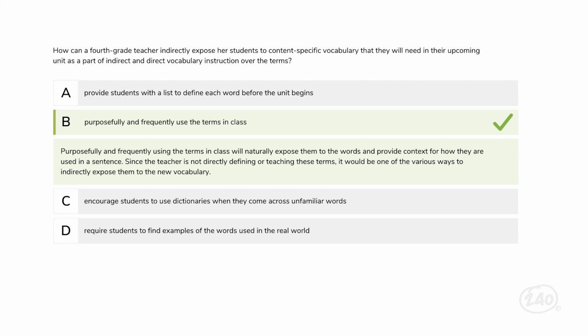Since the teacher isn't directly defining or teaching these terms, it would be one of the various ways to indirectly expose them to the new vocabulary. Up next, reading, inquiry, and research.